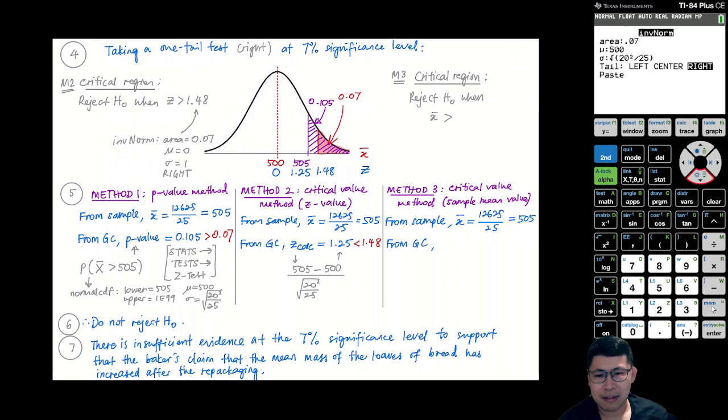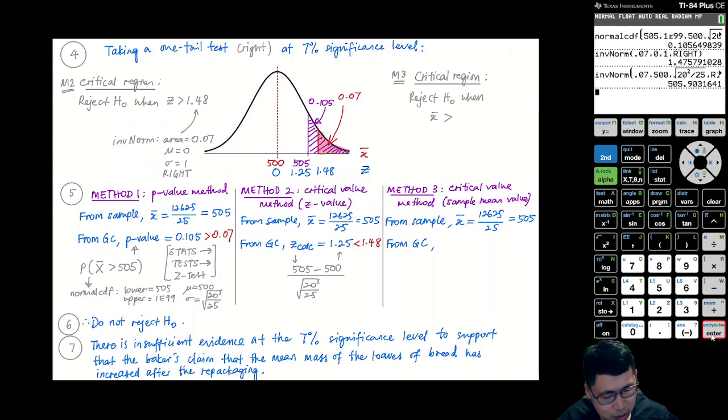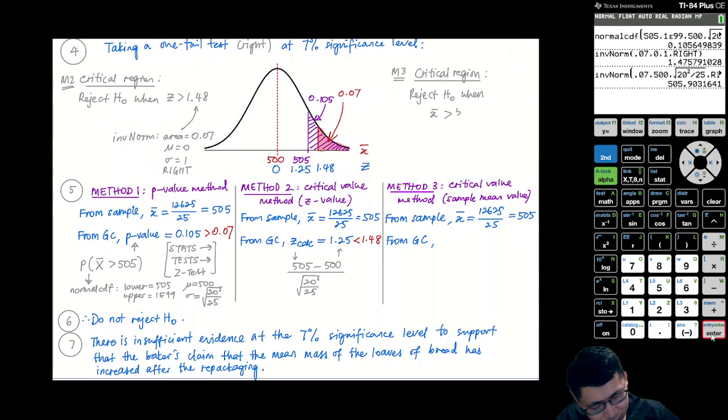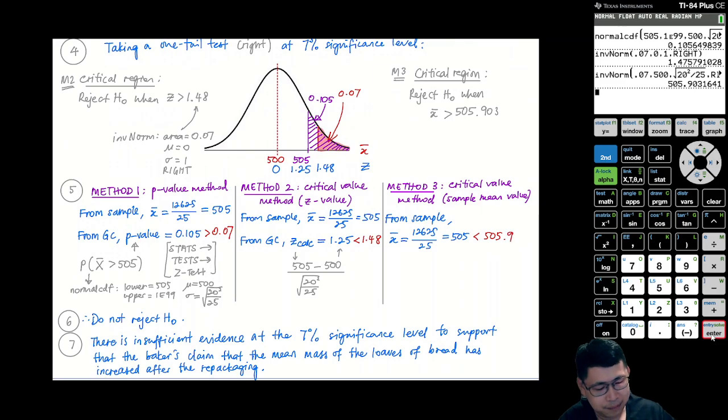Okay, and looking at the right tail test also. So this one over here, when x is greater than 505.903. Okay, and so, because of this, looking at this sample over here, this one over here is less than 505.9. Okay, so technically, where is this?